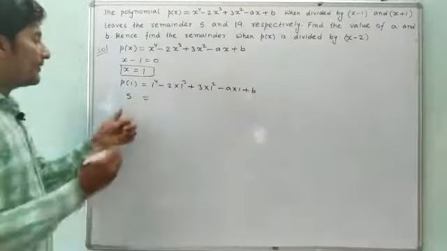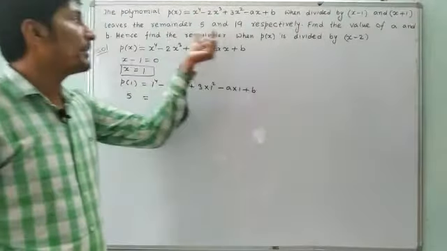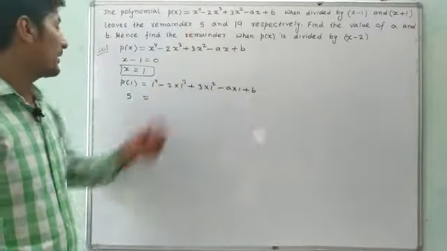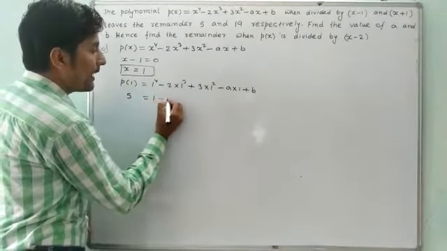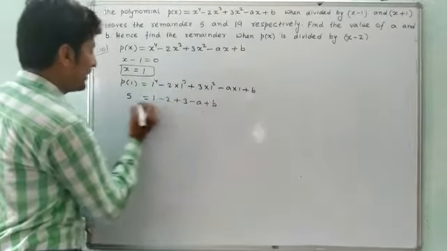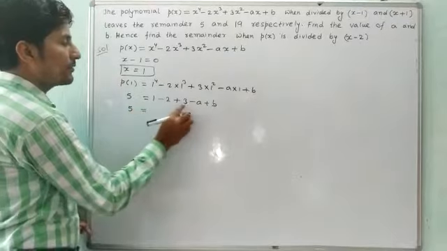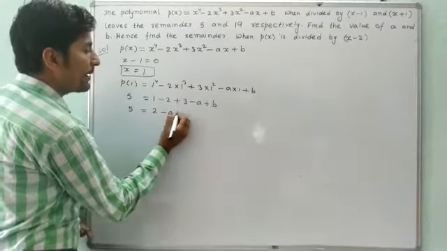Why are we putting 5 here? Because when we divide polynomial p(x) by x − 1, we get 5 as the remainder. So here I can put 5. 1⁴ will be equal to 1, minus 2, plus 3, minus a, plus b. 5 will be as it is, equal to 3 plus 1 is 4. 4 minus 2 equals 2, minus a plus b.